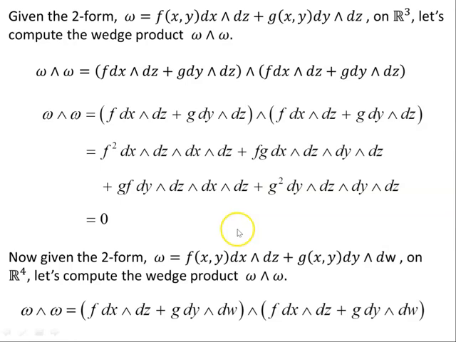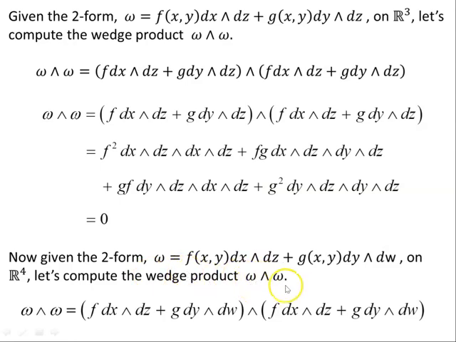Now, will that always be the case though? Because this is an even value. It's a 2 form, but it happened to work out 0. Now, given the 2 form, omega is f dx wedge dz and g dy wedge dw on R4, because we have 4 coordinates, so it must be on R4. That's the minimum it can be on. We can't have this on R3 because we've got 4 coordinates, so that's not possible.